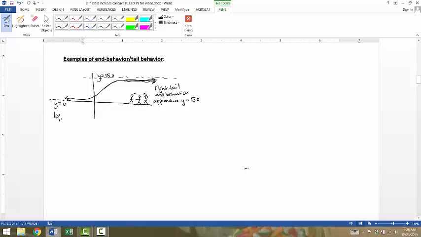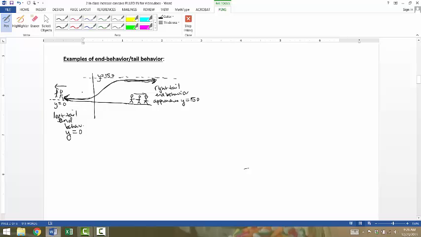The left tail end behavior is that the graph gets closer and closer to y equals 0. So again, as you walk to the left, the graph gets closer and closer and closer to a height of y equals 0.